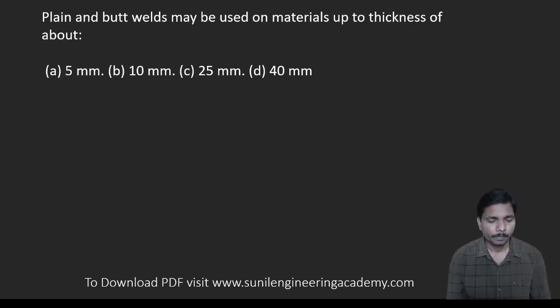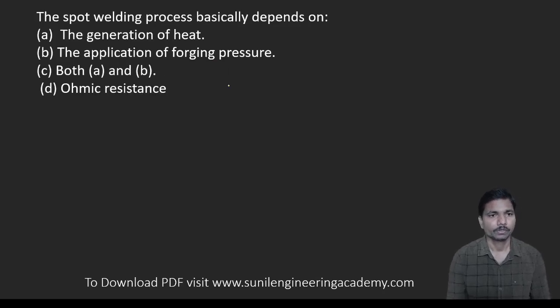Plain and butt welds may be used on materials up to a thickness of about dash. So plain and butt welds may be used on materials up to a thickness of 25 mm only. The spot welding process basically depends on dash. The welding process depends on heat and also forging pressure, so that is both. So the answer is option C, both A and B.